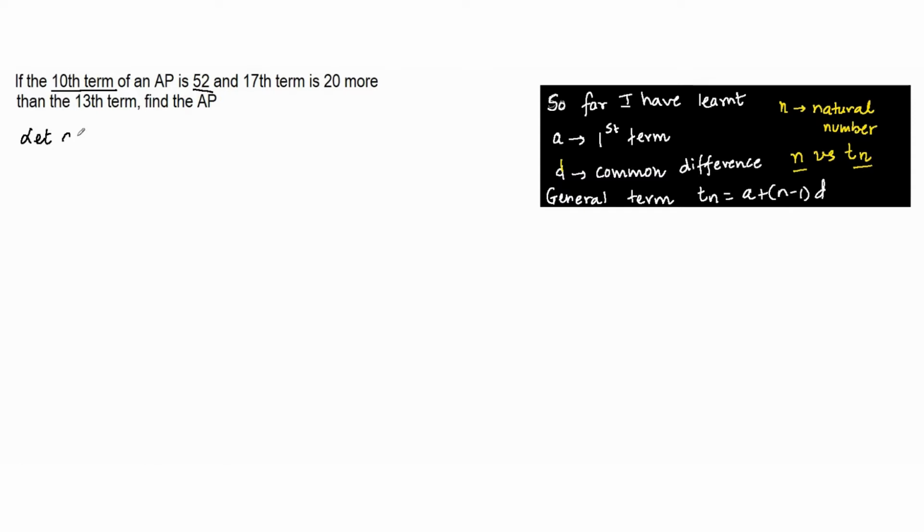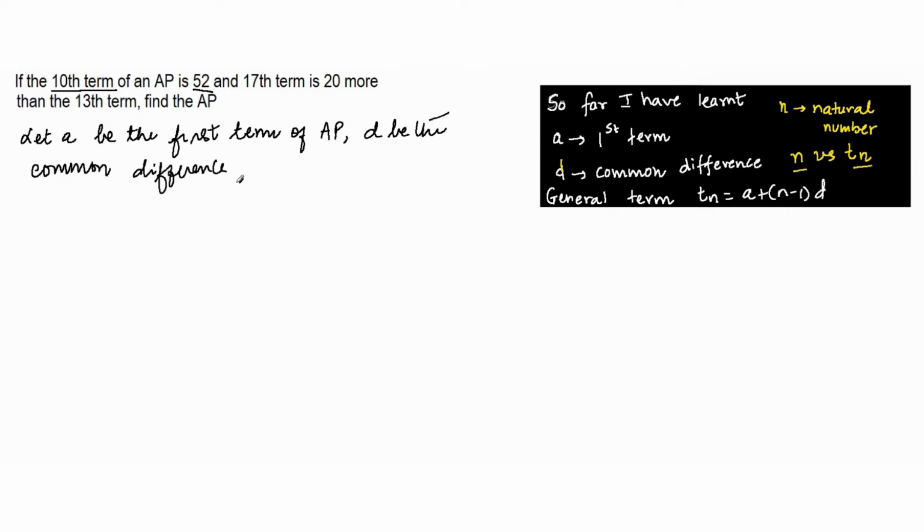So let A be the first term of the AP, and let D be the common difference. So now we know that the 10th term, that is T10, is equal to 52. T10 is given by A plus 9D. So A plus 9D is equal to 52. This is the first equation.